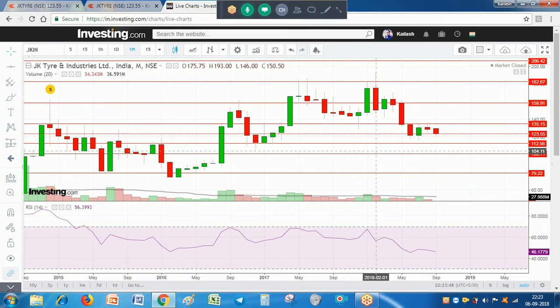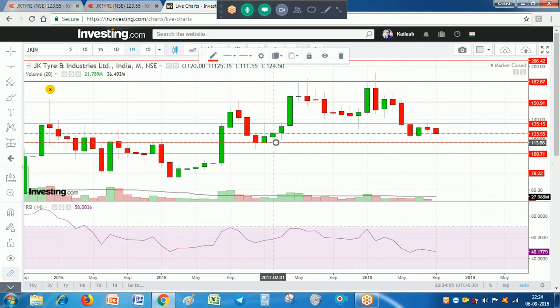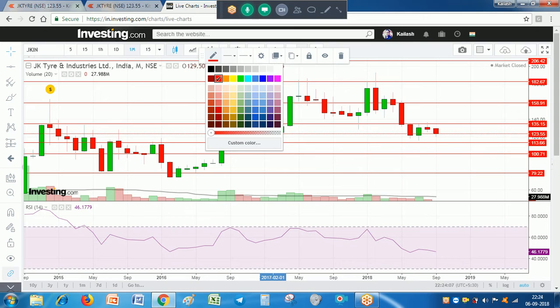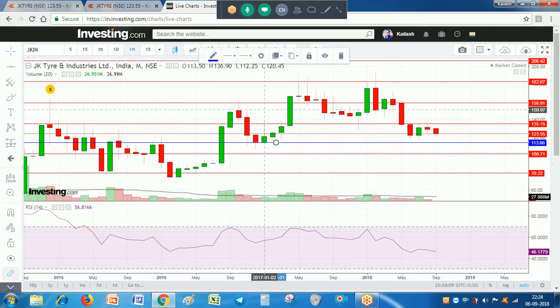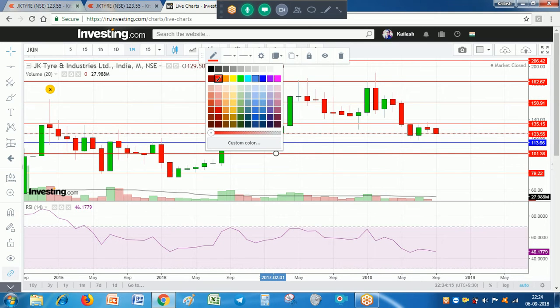Okay friends, so I have told you all about support and resistance, how to trade, and always try to find this support and resistance on the monthly chart. So friends, I have marked this level. Let me change the colors also. I will change the color of support to these blue lines. Resistance levels I will keep with red, just to make it look somewhat different.